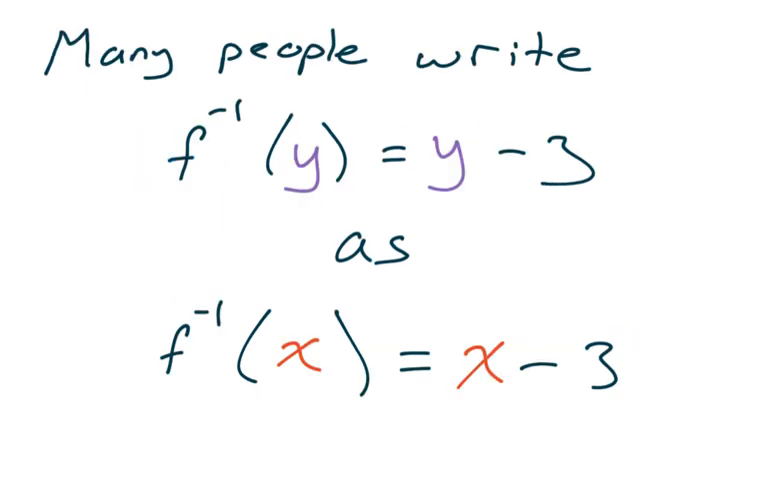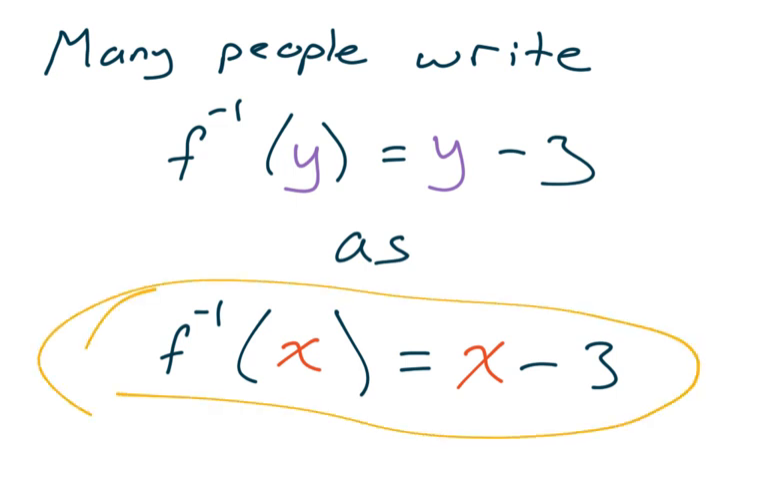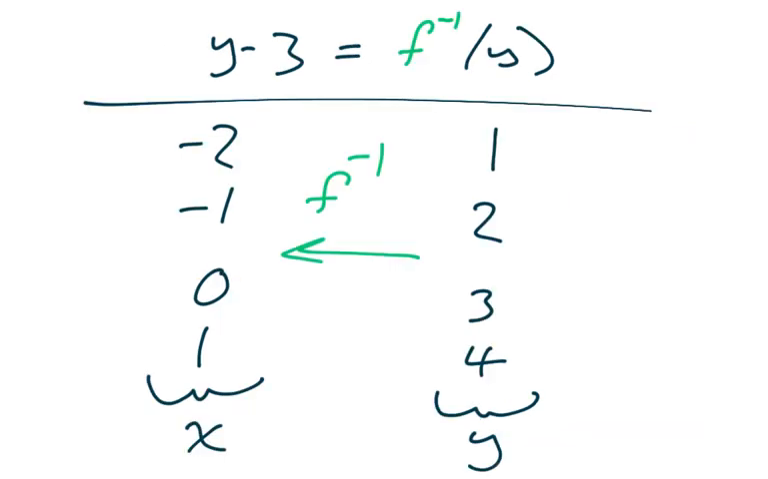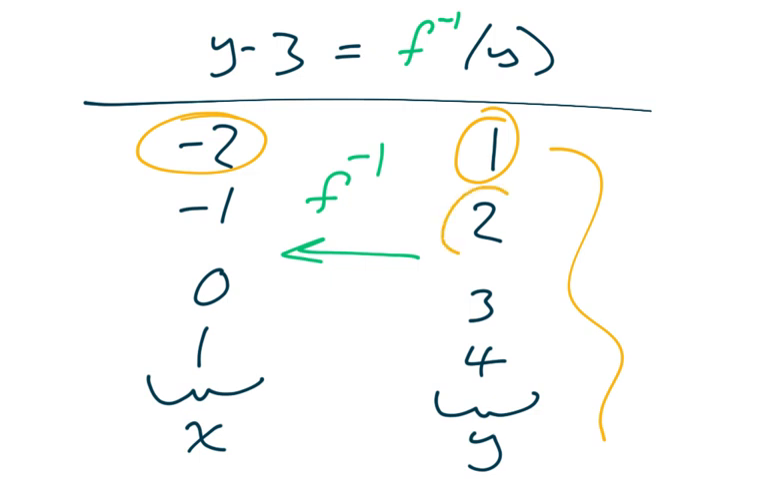Many people write the function f inverse of y equals y minus 3 instead like this. They'll write f inverse of x equals x minus 3. You'll see in a moment why I prefer in some cases to leave it as a y. But these are saying the same thing. So this function f inverse starts with a y, such as 1, and then you subtract 3 to get -2. Or we can start with 2 and subtract 3 to get -1.